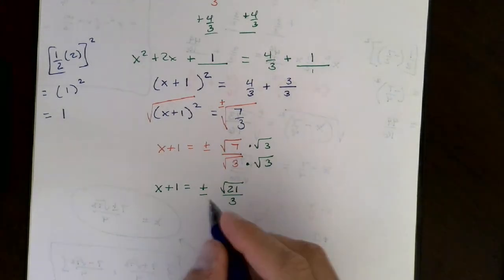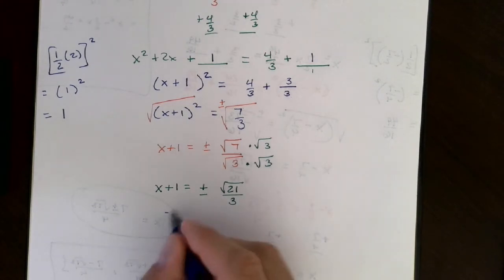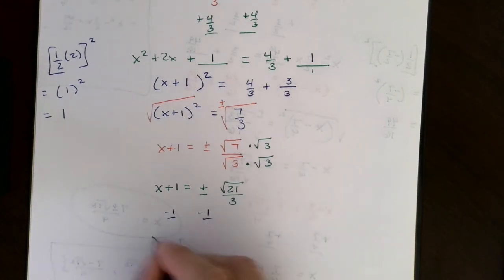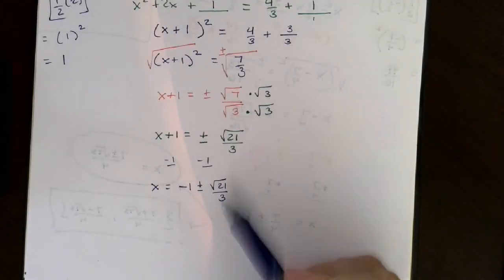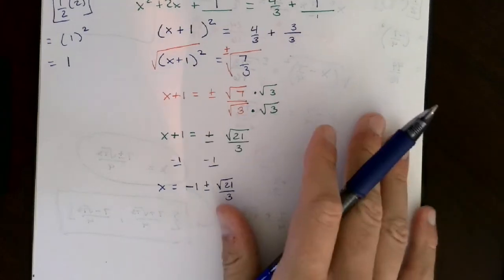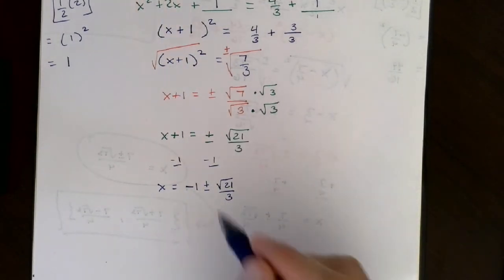But remember, square root of something times itself just gives you the inside. And now we're ready to solve this. Square root of 21, again, doesn't have any perfect square factors other than 1. So I subtract 1 from each side. I end up with x equals negative 1, make sure you have the negative with the 1, plus or minus the square root of 21 over 3. Now make sure only the square root of 21 is over 3, not the negative 1. And these don't combine. They're not like terms.